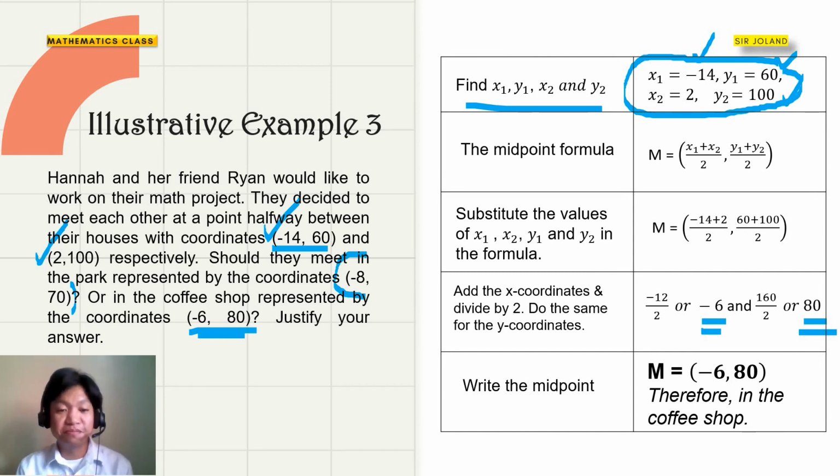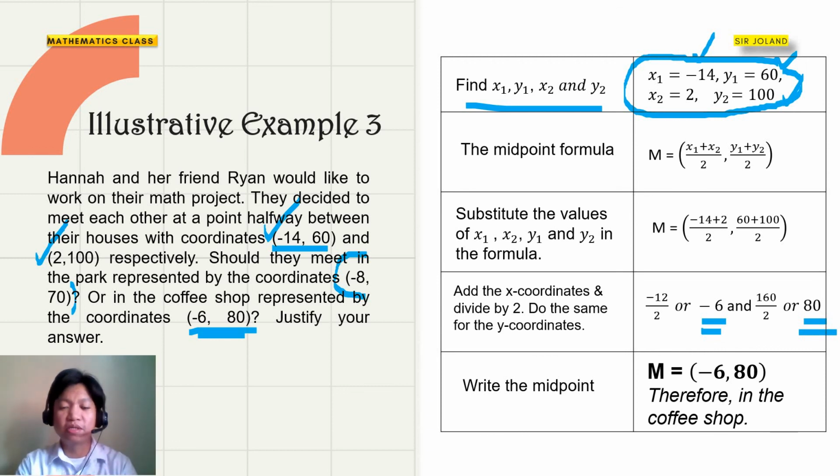Therefore, ano ang sagot natin? Tama. Ang sagot natin ay sa coffee shop. Sa coffee shop sila dapat mag-meet para ma-meet nila yung kanilang napag-usapan na they need to meet each other at a point halfway between their houses. So, therefore, ang kailangan mag-meet sila sa coffee shop at hindi sa park. O, di ba? So, napatunayan natin siya using the midpoint formula na dito kayo dapat ito dapat yung meet up ninyo. Kasi ito yung lugar kung saan mag-meet kayo halfway. Di ba? So, yun yung gamit ng midpoint.